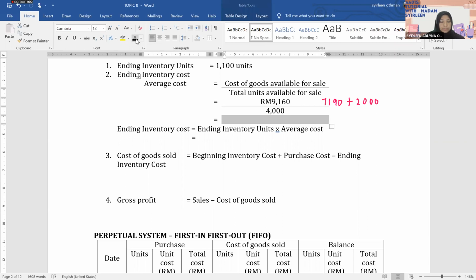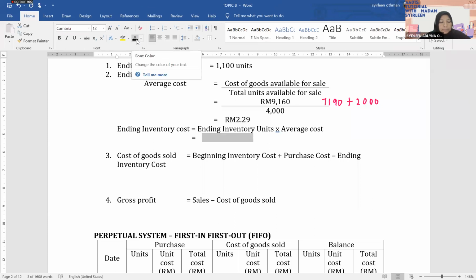Alright, so kita akan dapat. Bila you bahagi 9,160 divide by 4,000, kita akan dapat genap RM2.29. So that one should be okay. Okay, so your ending inventory cost darab saja. Ending inventory unit is 1,100. Kita darab dengan RM2.29. So I will get a total of 2,519.